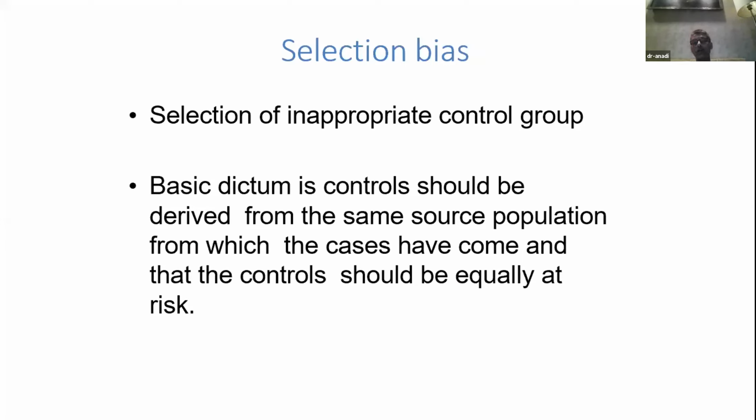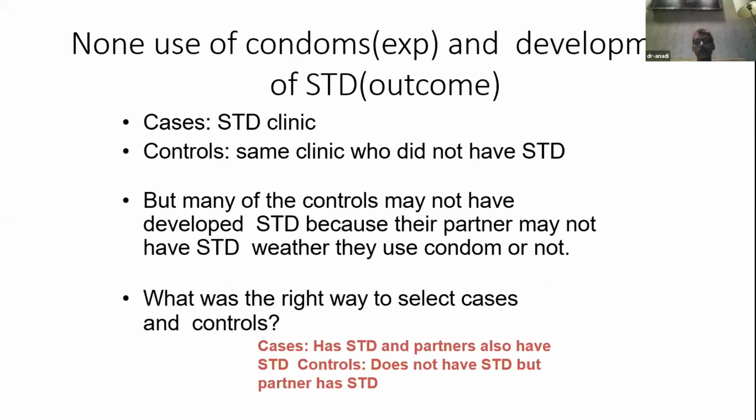So for a 60-year-old lung cancer patient residing at Bonga, you should take a control of the same or nearly the same age group, residing in the same area, doing the same business or the same occupation. That is your appropriate selection. Take, for example, cases developing STD at an STD clinic. The controls are from the same clinic who did not have STD, but many of the controls may not have developed STD because their partner may not have STD. So that is now called a confounding variable.